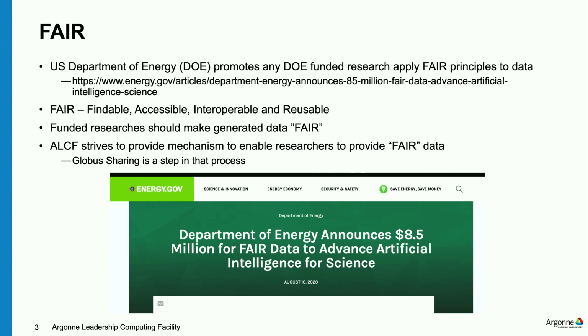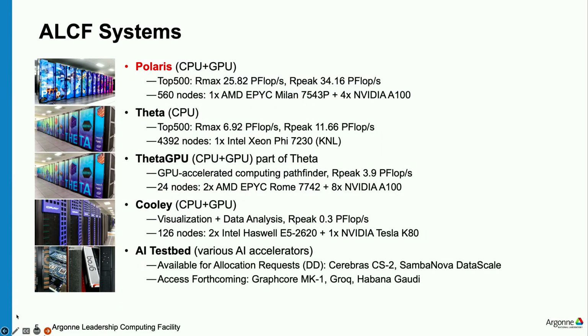follow the FAIR principles, which include that data are findable and accessible. So ALCF Globus Sharing helps scientists provide findable and accessible data. ALCF systems: our main system at this point is Polaris. It has CPUs and GPUs. It consists of 560 compute nodes, which are AMD Milan, and each node has 4 NVIDIA A100 GPUs.